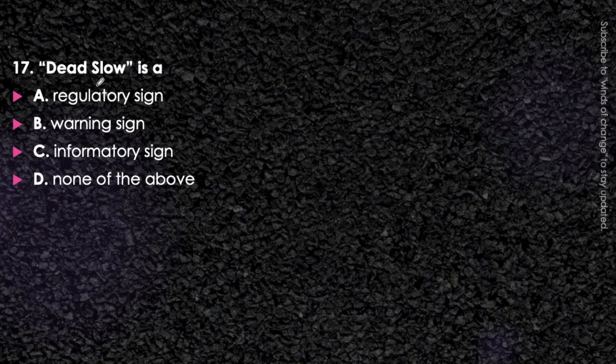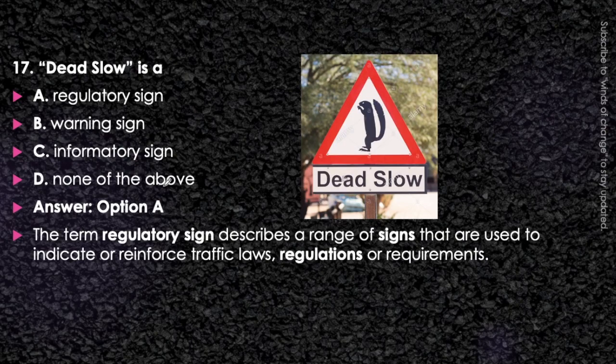Next question. Dead slow is a regulatory sign, warning sign, informatory sign or none of the above. It is a type of regulatory sign. You can watch it here. Dead slow looks like this. Dead slow is a type of regulatory sign.